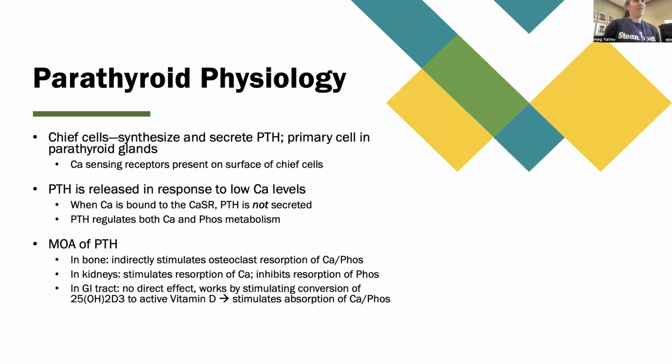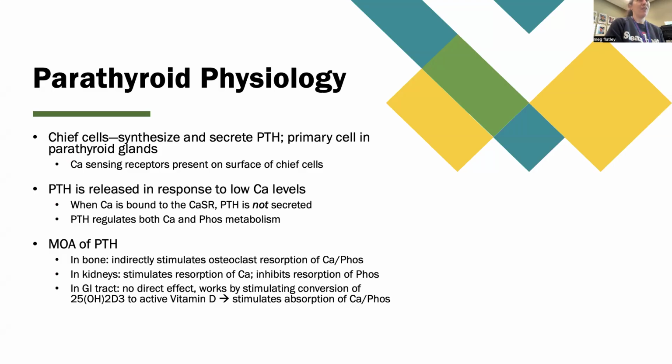Okay, so for the physiology of the parathyroid glands, we're going to keep it very simple and very easy to remember for ABSITE. So the chief cells synthesize and secrete PTH, and these are the primary cells in the parathyroid glands. They have calcium sensing receptors on the surface of the chief cells. So when calcium levels are low, PTH is synthesized and secreted. Calcium binds to the calcium sensing receptor, and that inhibits the secretion of PTH.